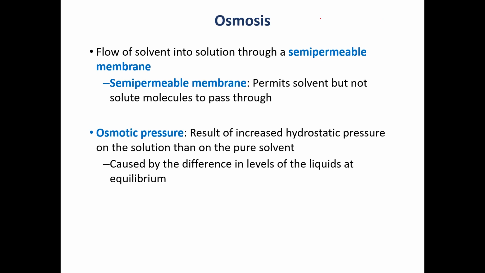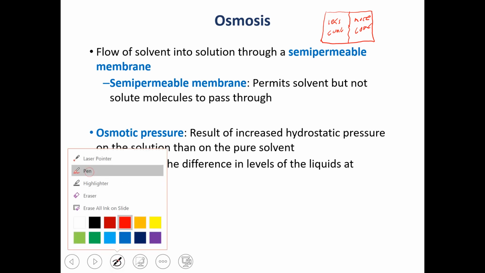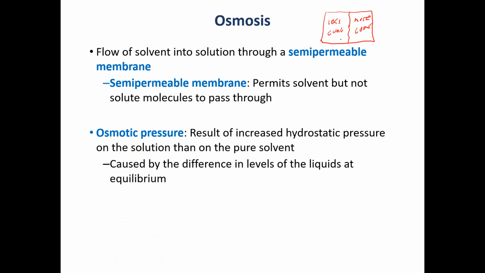So if we have a solution and a membrane between the two of them, and we have a solution on either side, and this side is less concentrated and this side is more concentrated, then what will happen, if we have a semi-permeable membrane here, is that the semi-permeable membrane will allow solvent molecules to go through, but not solute molecules.